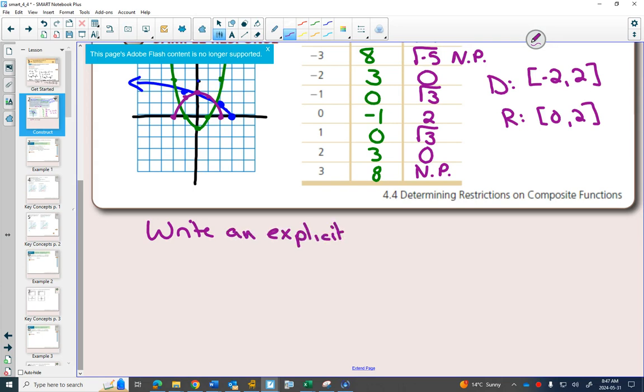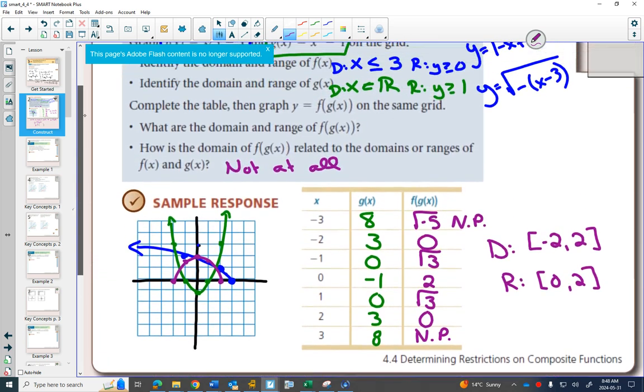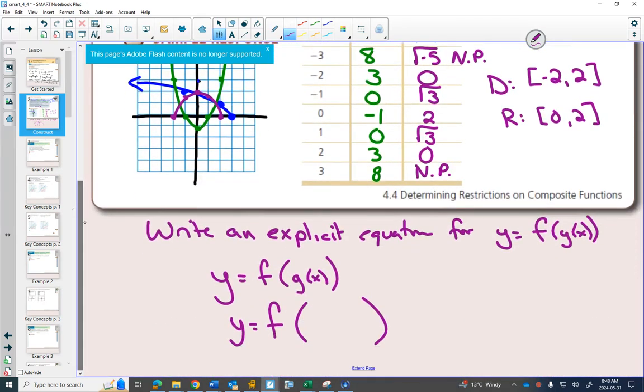So what we are going to find is that we will want to write an explicit equation for y equals f of g of x. So if I had y equals f of g of x, first of all, I know that g of x is given to me to be x squared minus 1. Right? Because g of x, well, I should write in the color it was. G of x was the green one. It was x squared minus 1.